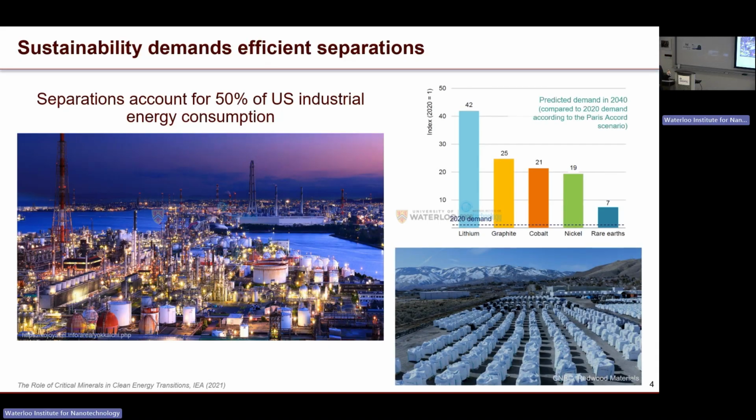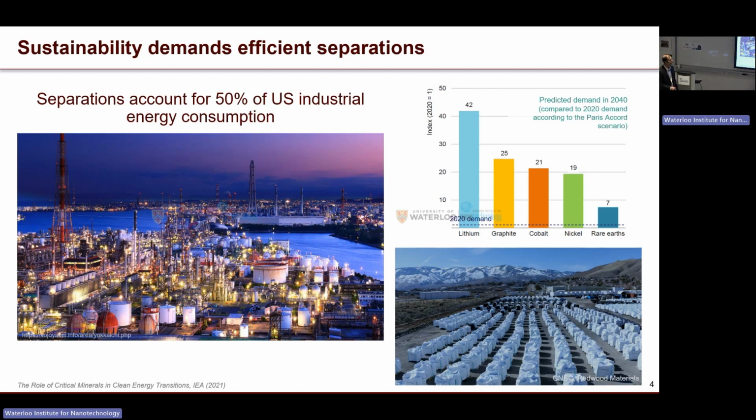Then as we think about moving towards sustainability, if we are thinking about electrification, then we need a lot of minerals, as you're aware. So we need lithium for batteries, we need graphite for batteries, cobalt, nickel, rare earths. And these are projections of how many times the 2020 demand we are going to need if the world meets the Paris Accord, and this is by 2040. So you can see that lithium will need 42 times more than 2020 demand.